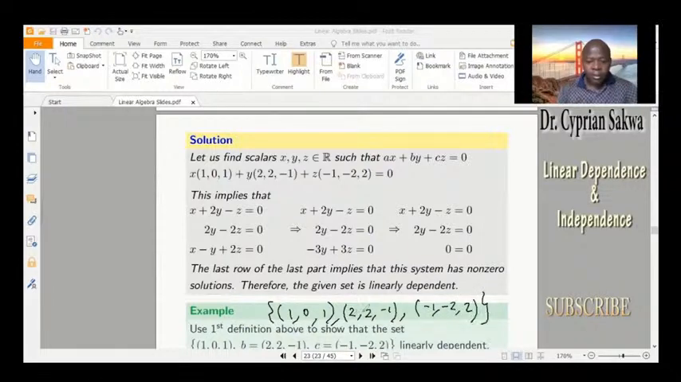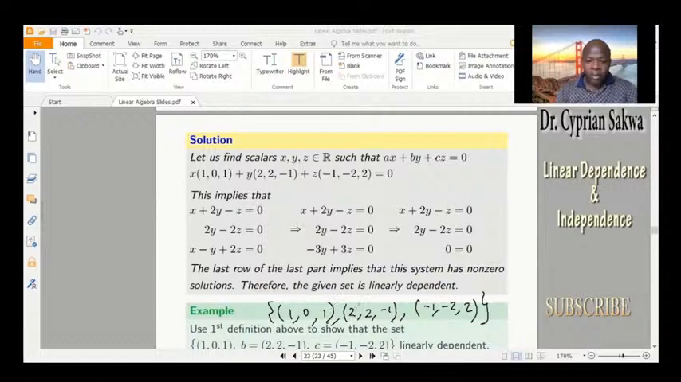Is this set linearly dependent? And the question here is to use the first definition. Remember the first definition, we say that vectors will be linearly dependent if one of the vectors can be written as a linear combination of the other vectors. So I just want to see, is it possible that the first vector here can be written as a linear combination of these other vectors? Or can this one be written as a linear combination?